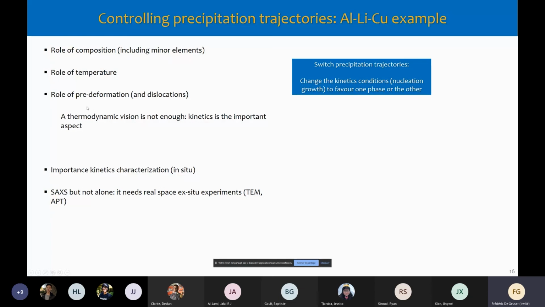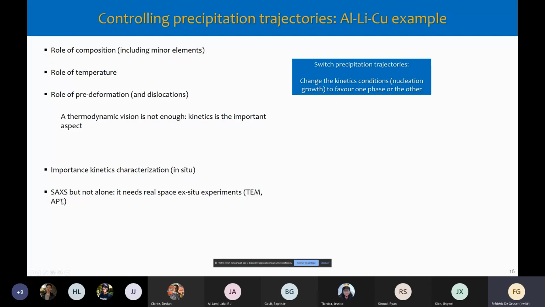What's very important on this, really the take-home message, is that on these aspects, thinking about thermodynamics only as a grid of lecture is not enough. It doesn't explain everything, doesn't explain much actually. What's important are the kinetics aspects. So if you want to switch precipitation trajectory, what you need to do is to change the kinetic conditions and essentially nucleation conditions, also growth conditions, in order to be able to favor one phase or the other. So the reading of the phase diagrams or DFT calculations of energies, etc., is actually not enough to understand what's going on. Because of this, it's very important to get a very good characterization of the kinetics of the reaction in situ, if possible.